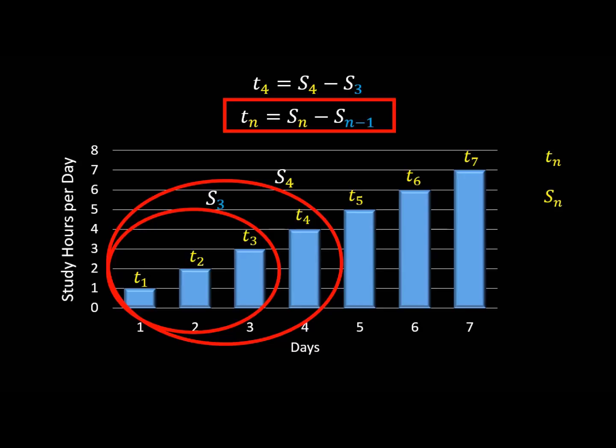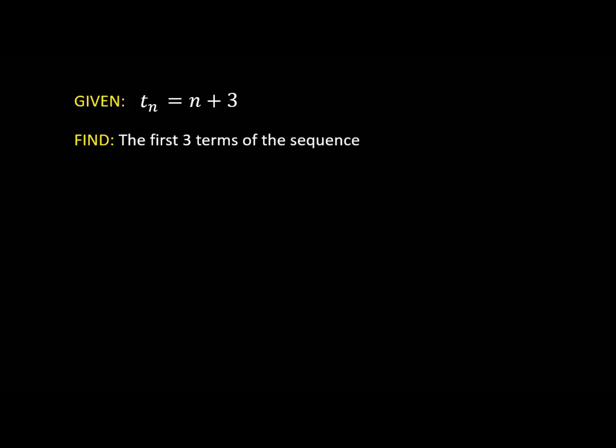So let's move on. To start with, we are going to look at a really simple problem. But keep in mind that even though you might find this ridiculously simple, this kind of problem does appear on your SSC board exam. So given, let's say, Tn is equal to n plus 3. Your nth term is equal to n plus 3. And they've asked you to find the first three terms of the sequence.